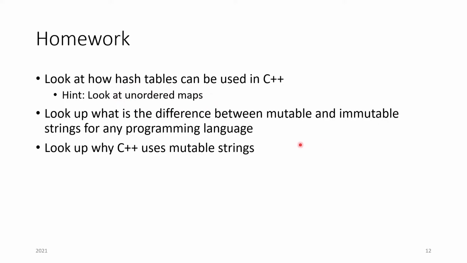And because depending on your mini project, you may end up using different programming languages, it's advisable that you look up the difference between mutable and immutable strings, because this may apply to the programming language that you may end up using for your mini project. Same time when you're looking up mutable and immutable strings, you can also check why C++ ended up using mutable strings instead of immutable strings. So those are the things that you're going to have to pay attention to regarding this.